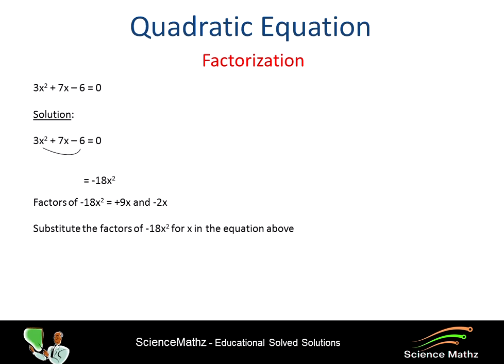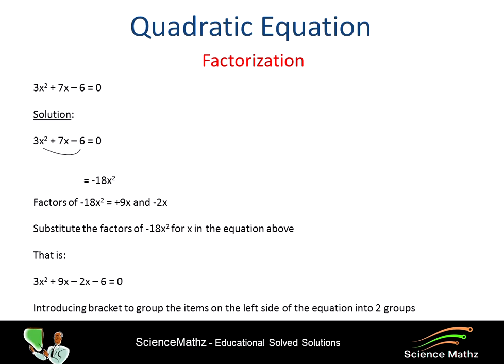That is 3x squared plus, instead of 7x, we are now going to put plus 9x minus 2x minus 6 equal to 0. So that is what I mean.